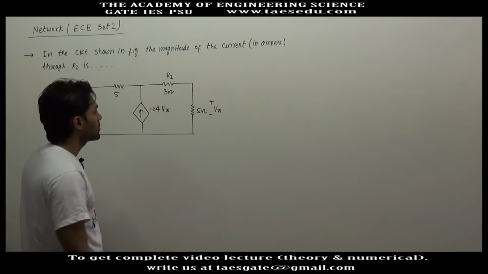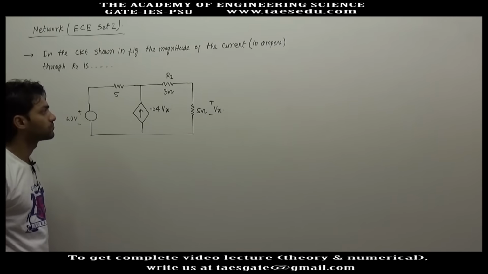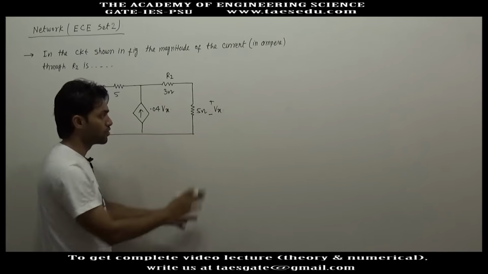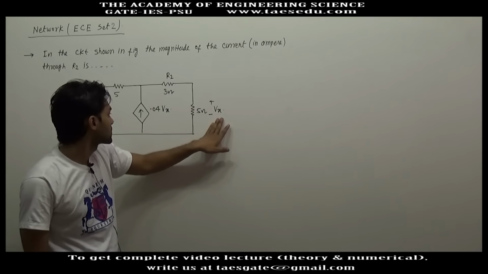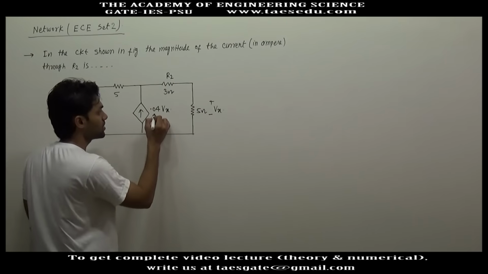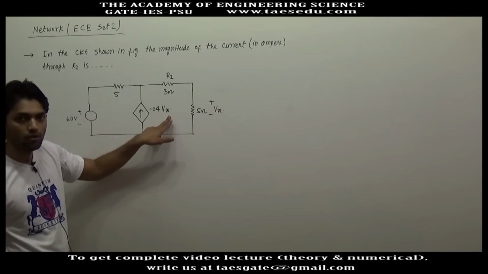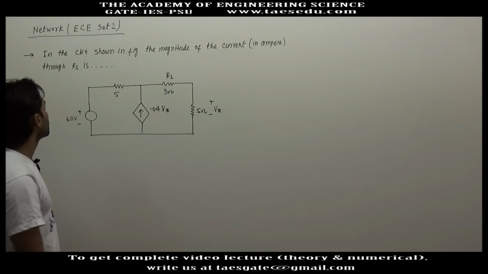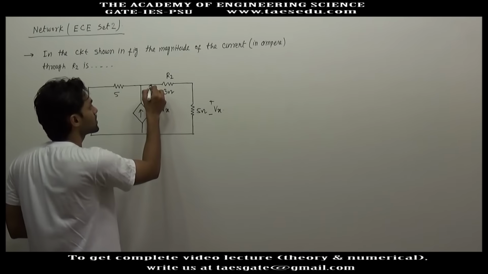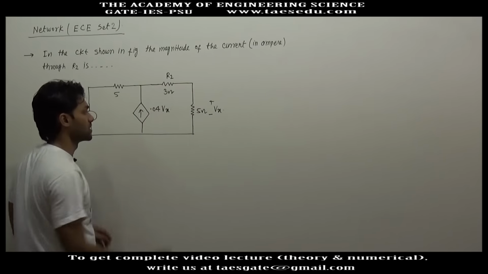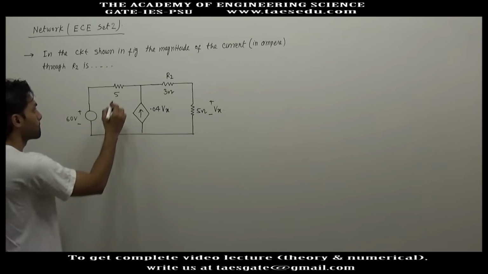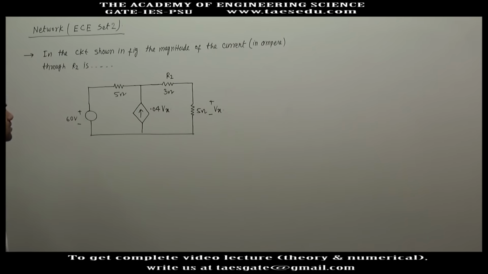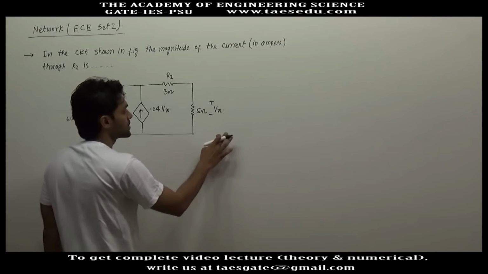In this circuit we have a voltage dependent current source. If the voltage across the 5 ohm resistance is Vx, the current in the dependent source will be 0.04 into Vx. So this is a dependent source, 60 volt. This is an independent voltage source. Then in this circuit we have to find the current through resistance R2, the current in this 3 ohm resistance. This is the 5 ohm resistance. Okay. Now let's say the voltage is Vx here.